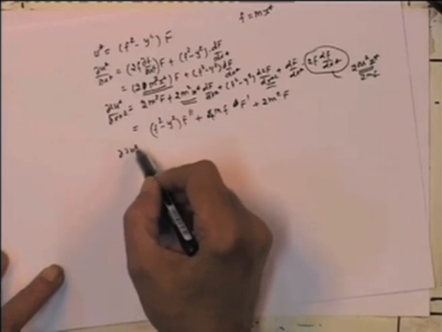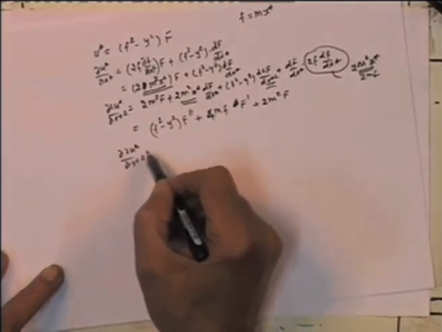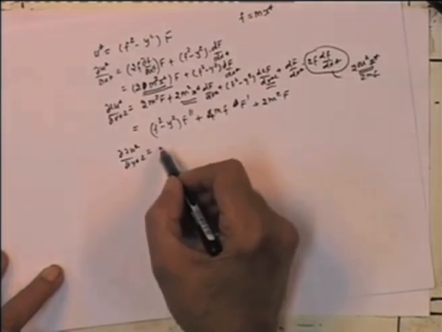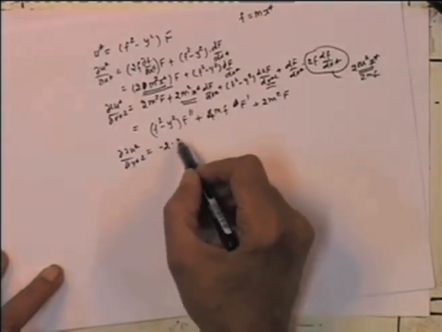Likewise, d2u star by dy star square will simply be equal to minus 2 times f.